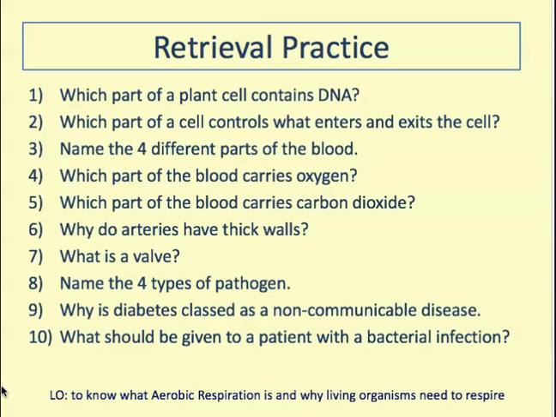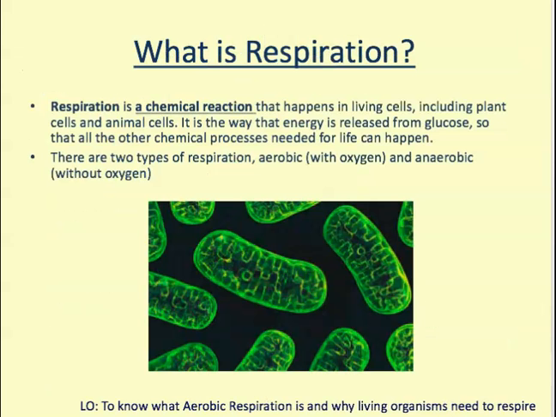Okay, moving on. So, what is respiration? Respiration is a chemical reaction that happens in living cells, including plants and animal cells. It is the way that energy is released from glucose so that all other chemical processes needed for life can happen. Now, there are 2 types of respiration that we're going to talk about today: aerobic, which means with oxygen, and anaerobic, without oxygen.